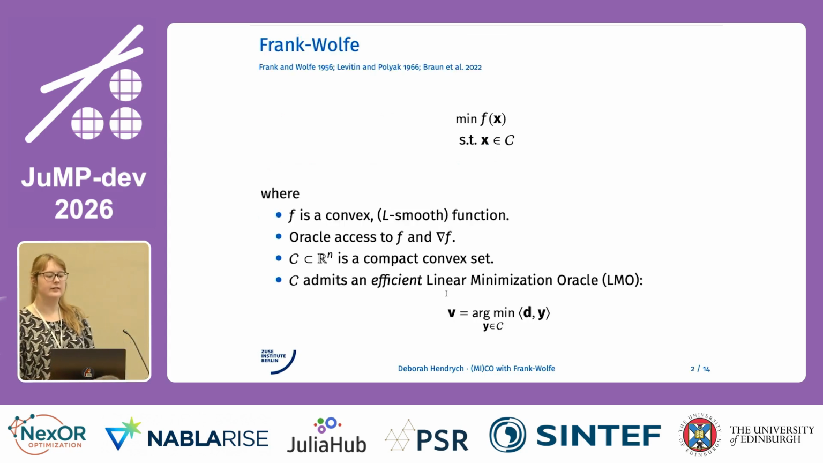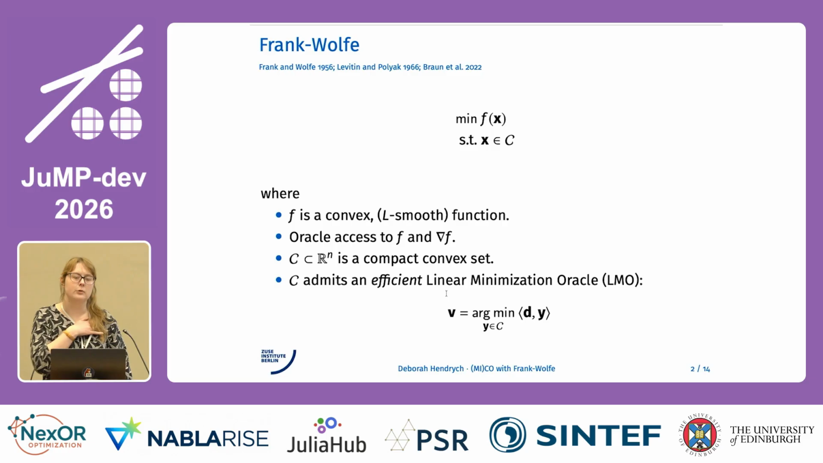So FrankWolfe is a first-order optimization algorithm for convex constrained optimization, first introduced by Frank and Wolfe in the 50s, and then independently by Levitin and Polyak in the 60s, then as the conditional gradient algorithm, and we will use both terms interchangeably. Like I said, it's for convex optimization, so your function has to be convex and its growth has to be somewhat controlled. One way to achieve this is by requiring smoothness, so that the gradient is Lipschitz continuous. And also the feasible region has to be a compact convex set.